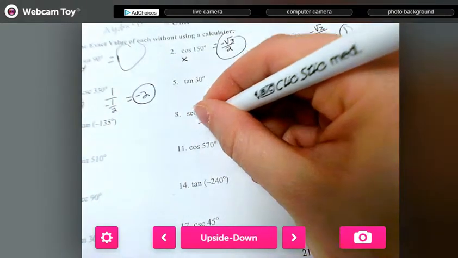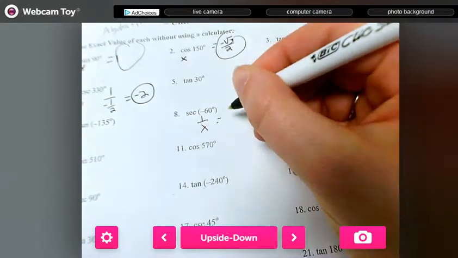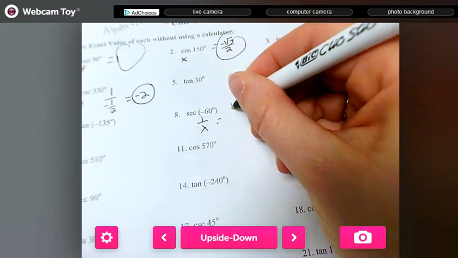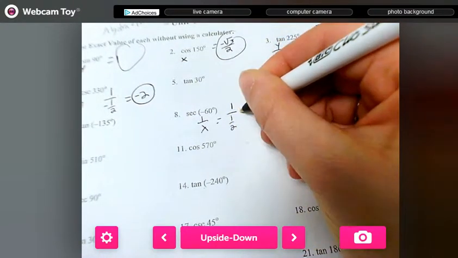So secant is 1 over x, right? And it's negative 60, so that's the same as 300. So I'm going to go 1 over 1/2. So that just equals 2.